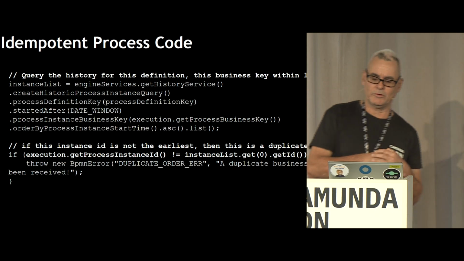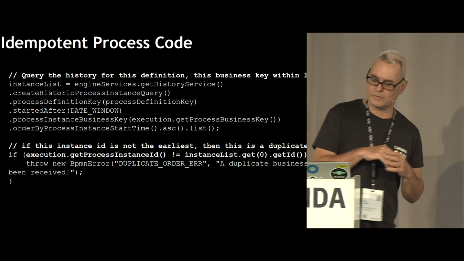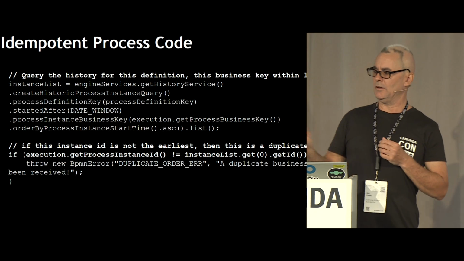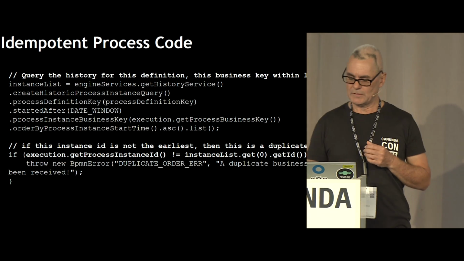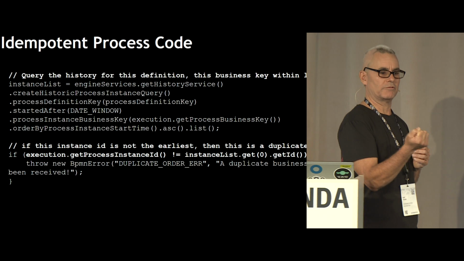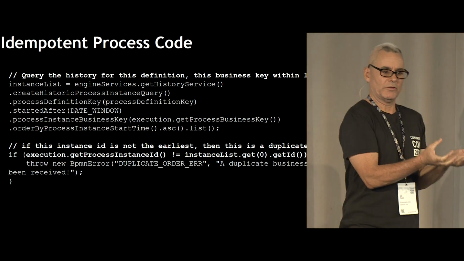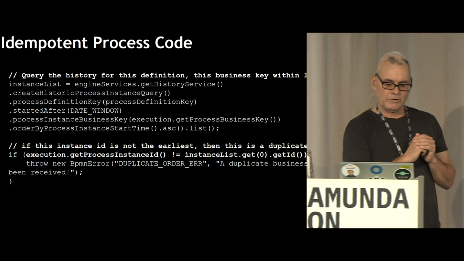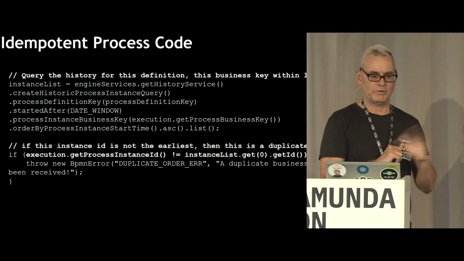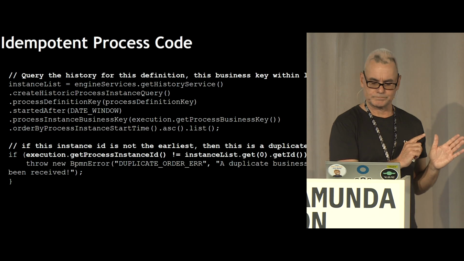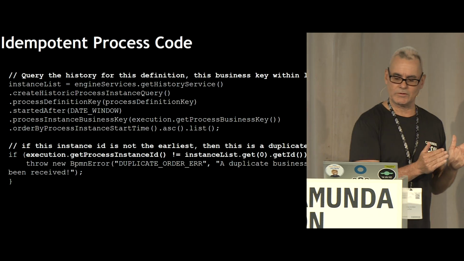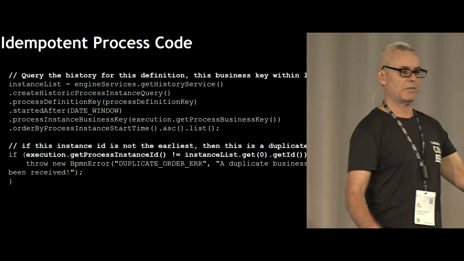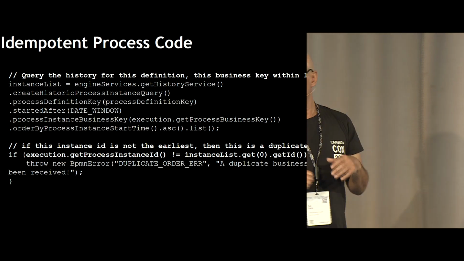So the first thing we do is we create a historic process instance query, and we're looking for instances of this particular process definition. And we can get the process definition key from the execution context. Next thing we're doing is we're looking for processes which started after a particular date. And I'm going to come back to that in a sec. Once we've got that, the next filter is I'm looking for processes with this business key. So it's this type after this date with this business key.